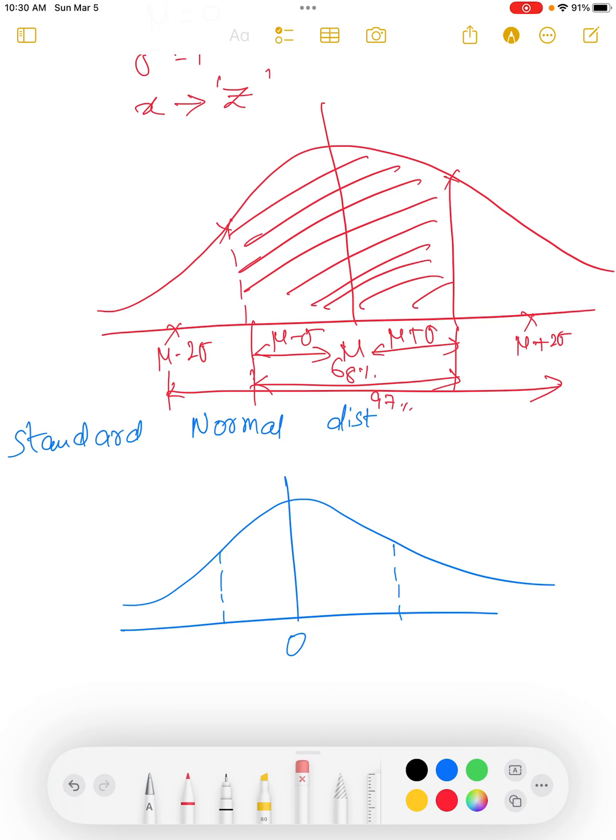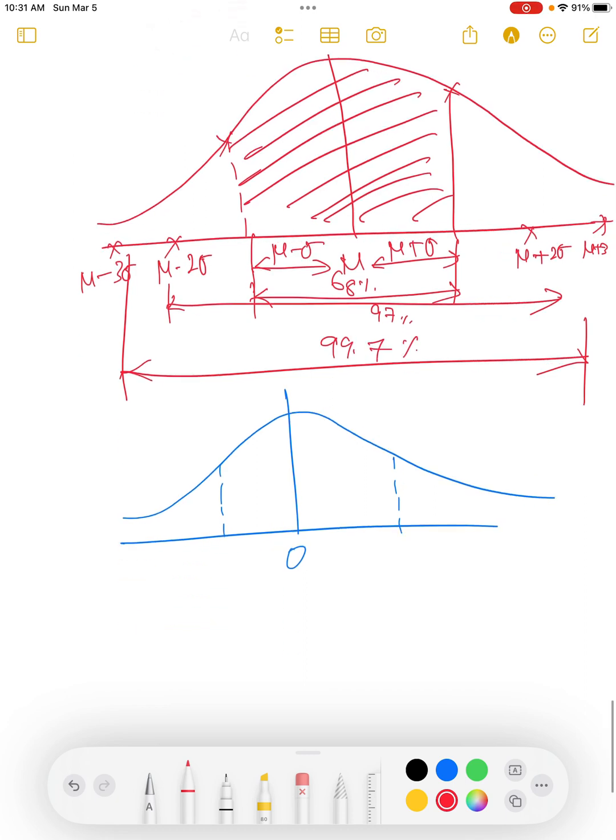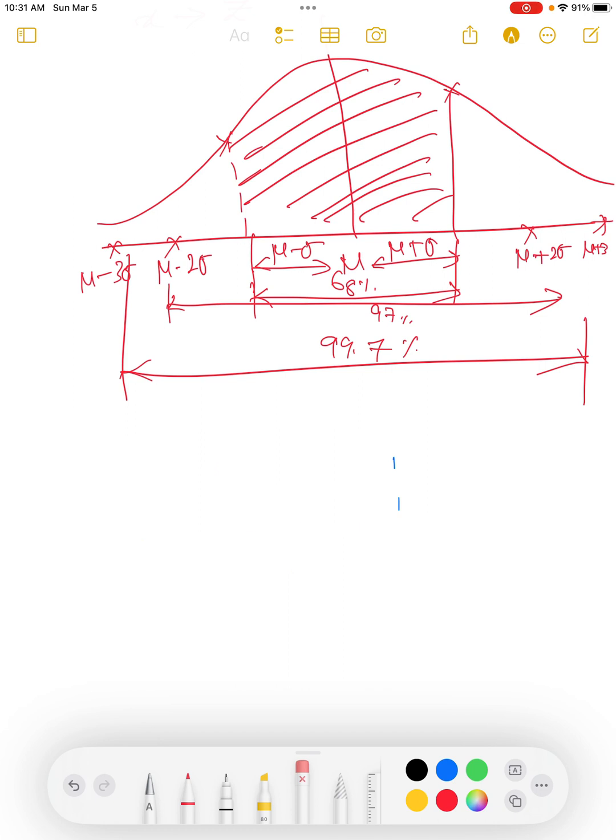And finally, when I move to mu minus 3 sigma and mu plus 3 sigma, the area between these values is 99.97%. Okay. It is very important for Six Sigma in industrial engineering.